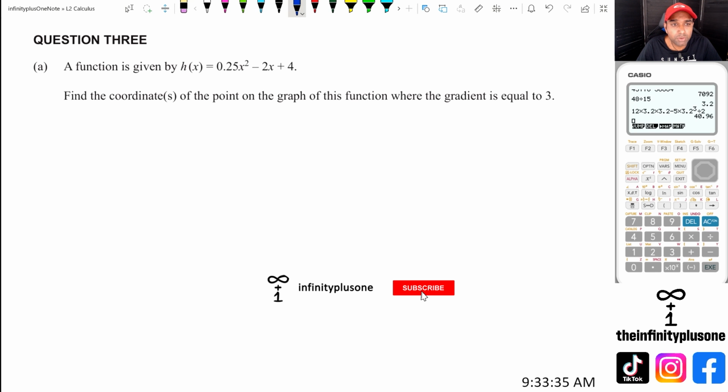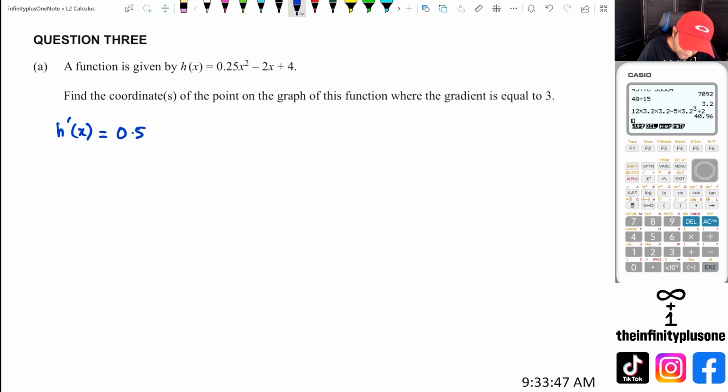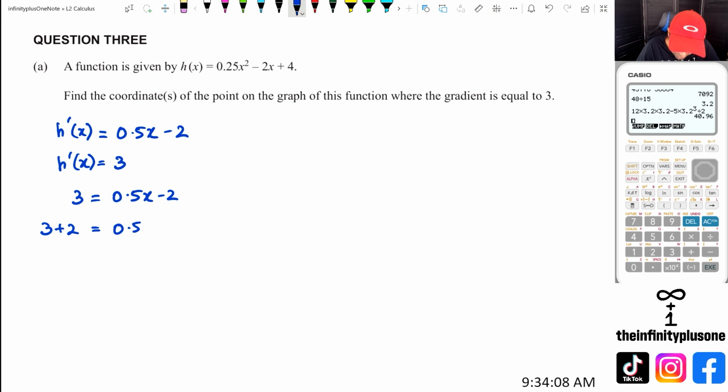And kickstarting question 3, we've got a function, find the coordinates where the gradient is equal to 3. So we need to find x and y for this. So we've got h dash of x is equal to 0.5x minus 2, and the gradient is equal to 3. So we want to know what's the x value for gradient equals 3. So we're going to put down 3 is equal to 0.5x minus 2. Rearranging it, I'm going to get 3 plus 2 is 0.5x. 5 equals 0.5x, and then x is equal to 5 divided by 0.5. x is equal to 10.